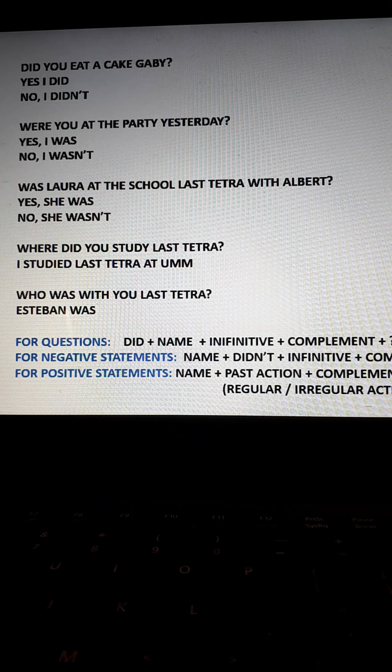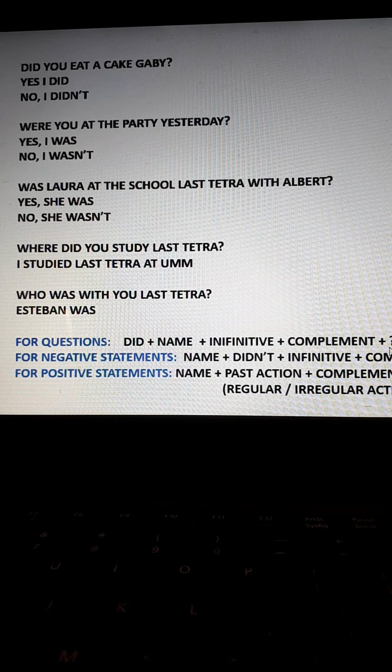Okay? Now, if you ask with did, you answer with did. If you ask with was, you answer with was. Okay? And then we have here some explanations. For questions, you use did plus the pronoun, singular or plural, plus the action in base form or infinitive, plus the complement, and then you close with a question mark.